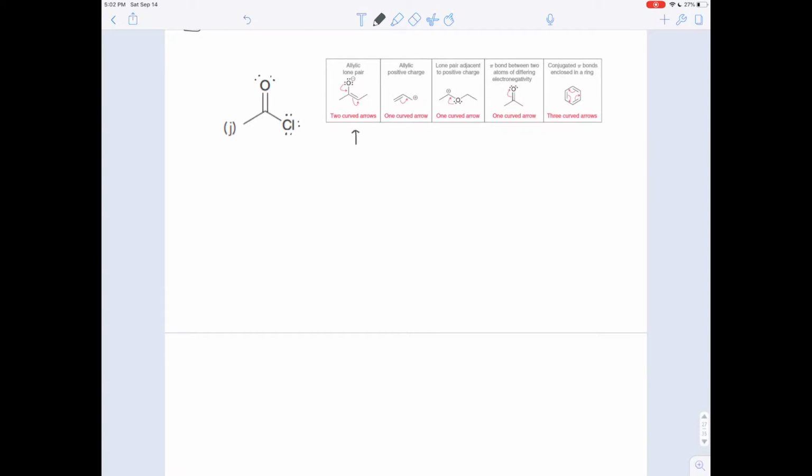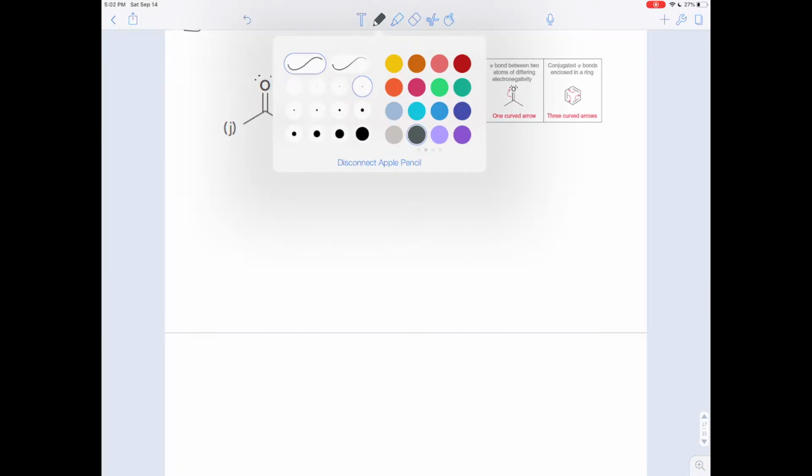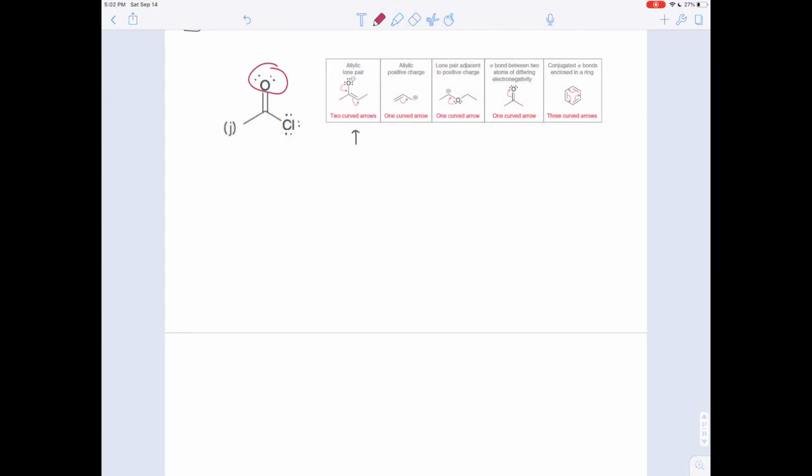The first pattern is an allylic lone pair. Now, the lone pairs on the oxygen are not allylic because they're not one atom away from an atom in a double bond. They're on an atom in a double bond. So those are not allylic. However, the lone pairs on the chlorine are allylic. If you go one atom over from those, you're at an atom in a double bond. And so we do have this first pattern.